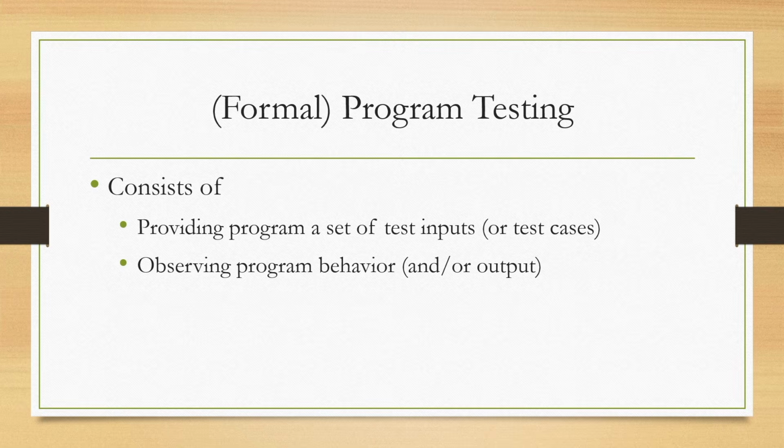Now, the formal or rigorous testing consists of providing the program a set of test inputs, which popularly is known as test cases, and then observing the behavior of the program, in other words the output primarily. So, these are the things that we generally do with more rigorous and formal program testing methods.